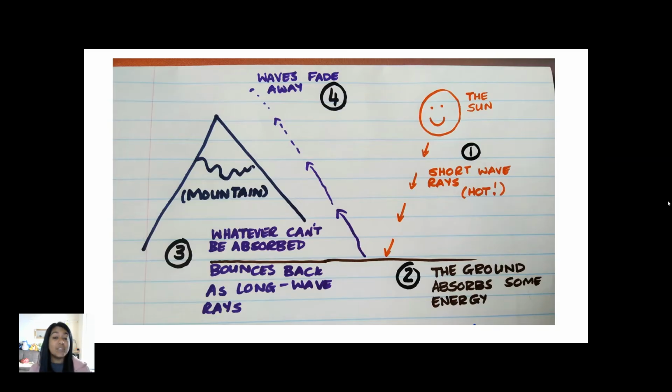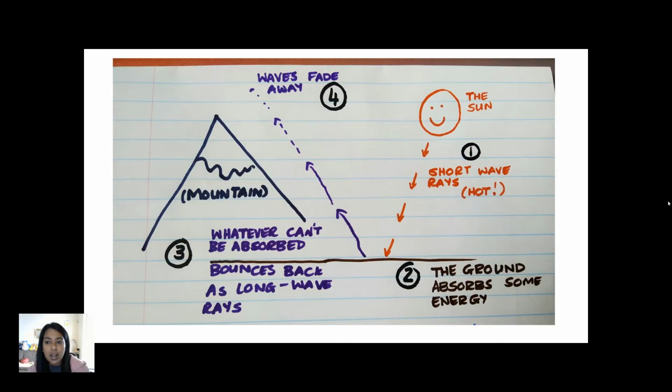So, as it moves upwards and up, up, up, back into the atmosphere, the heat starts to fade away. And so by the time these waves get up to the top of mountains and things like that, there isn't any heat left. And so it's very, very cold.